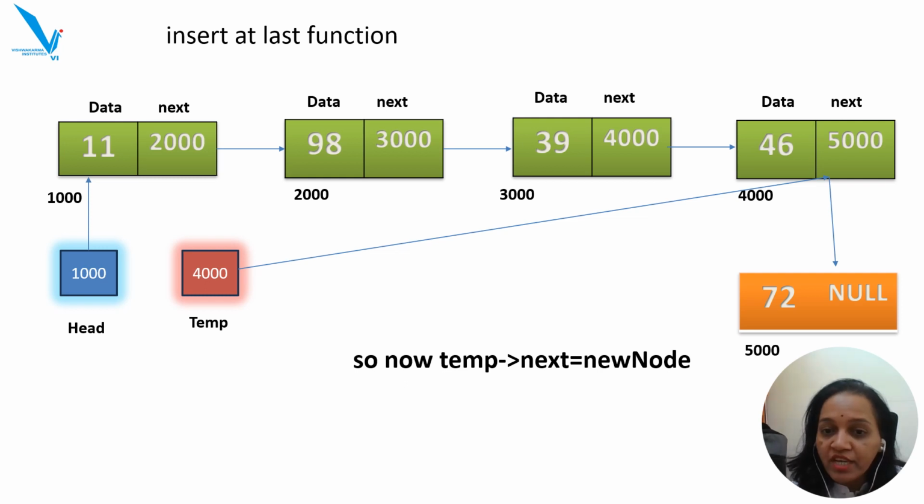And as soon as temp of next becomes 5000, this particular node will start pointing to this. Okay, where will this fourth node point? It will point to address 5000. And the node at address 5000 is 72, this new node, and it will start pointing to null. Okay, its next pointer is where? Null. So what will happen now? The new node will be added at the end of the list. I hope it is clear to you how we have inserted a new node at the end of the list.